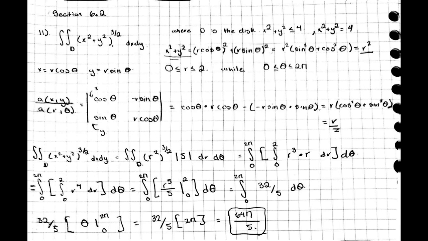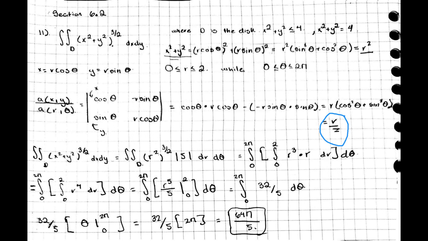So the first row would take the x value, r cosine theta, and differentiate it first in terms of r, and then in terms of theta. The second row would take the y value and differentiate it in terms of r and in terms of theta. And we would get this 2x2 matrix, and we would find the determinant of that 2x2 matrix, which would be r times parentheses cosine squared theta plus sine squared theta. And again, inside the parentheses is equal to 1. We multiply that by r, and we get our determinant to be equal to r.